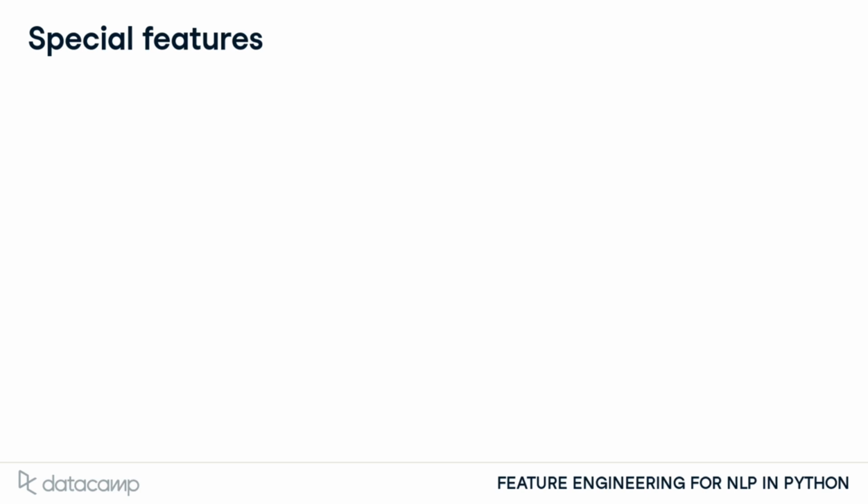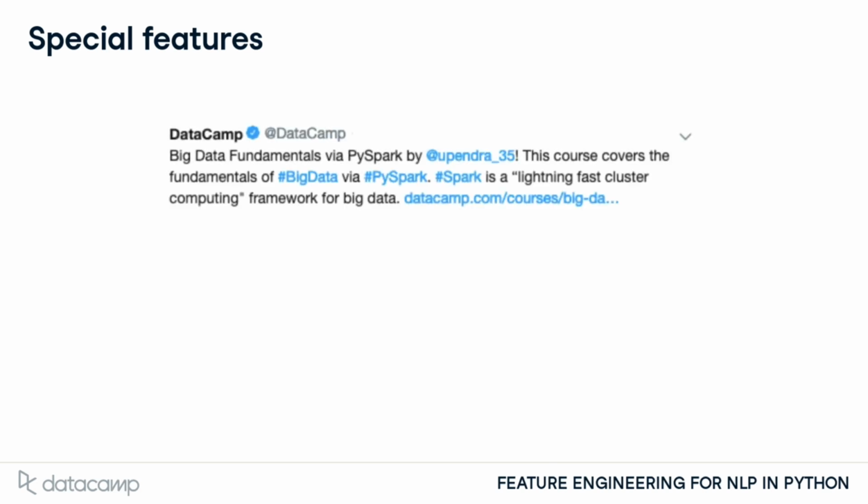When working with data such as tweets, it may be useful to compute the number of hashtags or mentions used. This tweet by Datacamp, for instance, has one mention, Upendra35, which begins with an @, and two hashtags, PySpark and Spark, which begin with a hash.